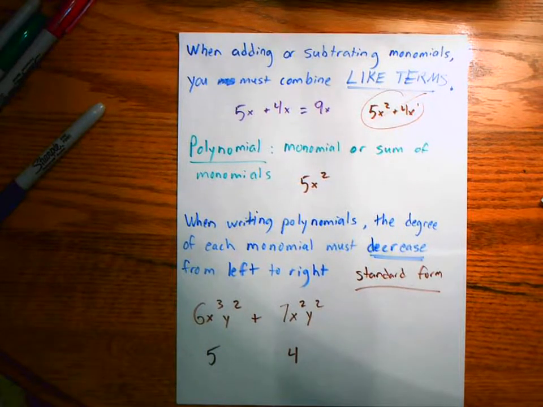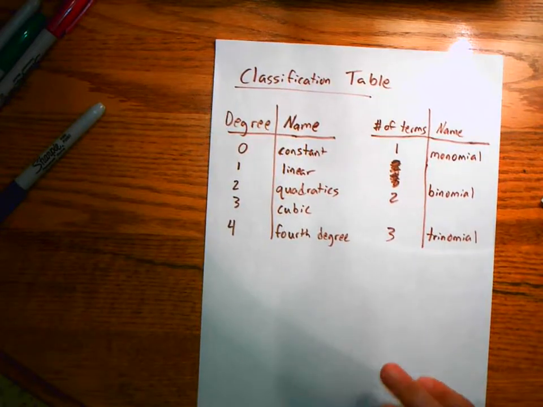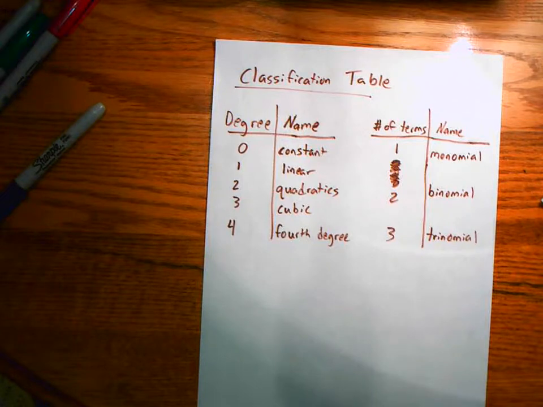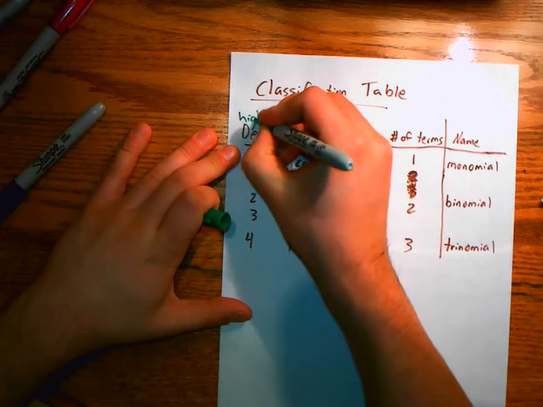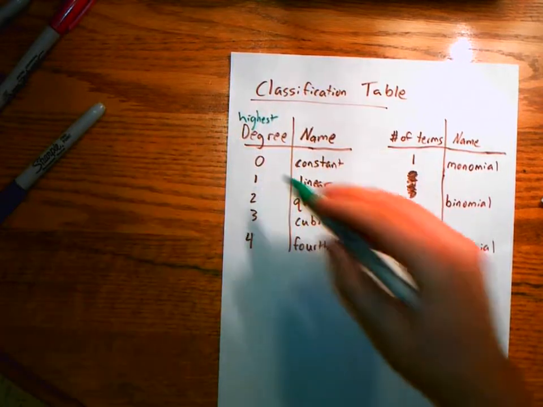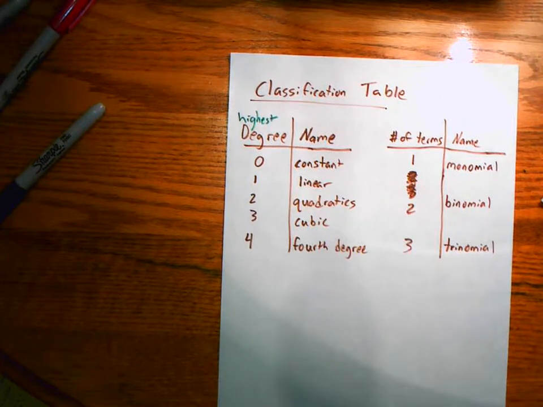Okay, and the last thing I want to make sure we go over is the classification table. This you need to copy down in your notes because looking at some of the degrees and the numbers of terms within each polynomial, they all have names for them. So if your degree is 0, then it's a constant. And when I say degree, I mean your highest degree. You could have a degree of 0 in all of these, but if you have one that's higher, you look at the highest one.